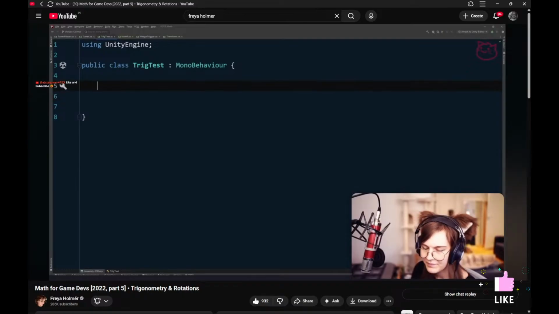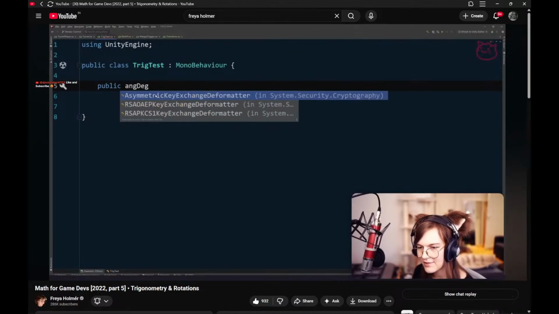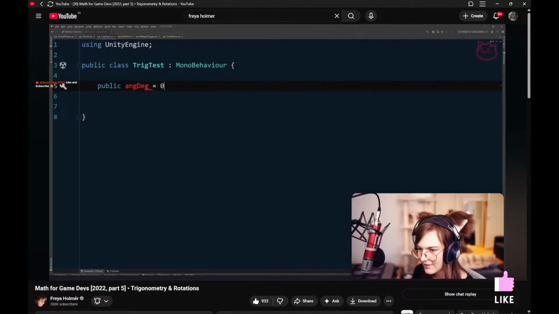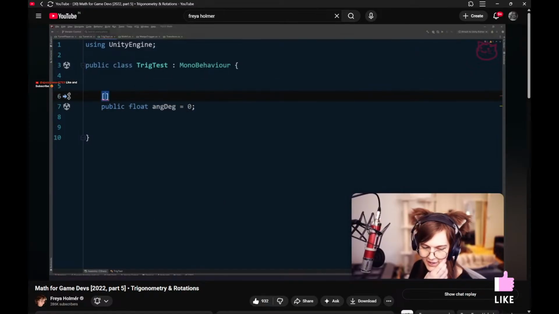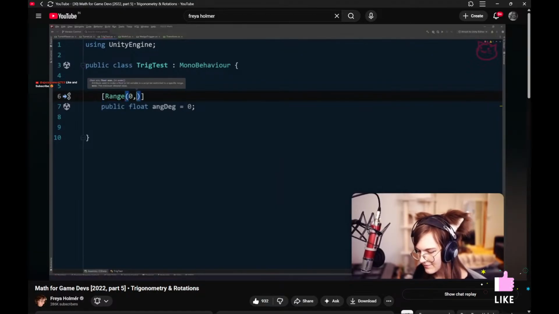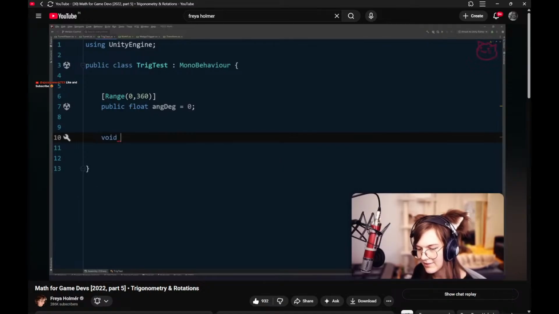Okay. So let's say we have an angle. We just want to input an angle, and this one is going to be in degrees. Let's start at 0. Oh, it's a float, actually. And then we want to give it a slider so it looks a little bit prettier in the inspector. So it's going to be 0 to 360. Then we're going to pull out our OnDrawGizmos.